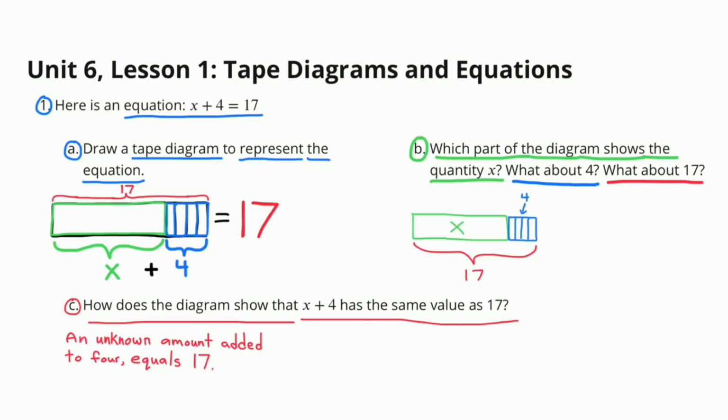C. How does the diagram show that x plus 4 has the same value as 17? An unknown amount added to 4 equals 17. The x represents the unknown amount.